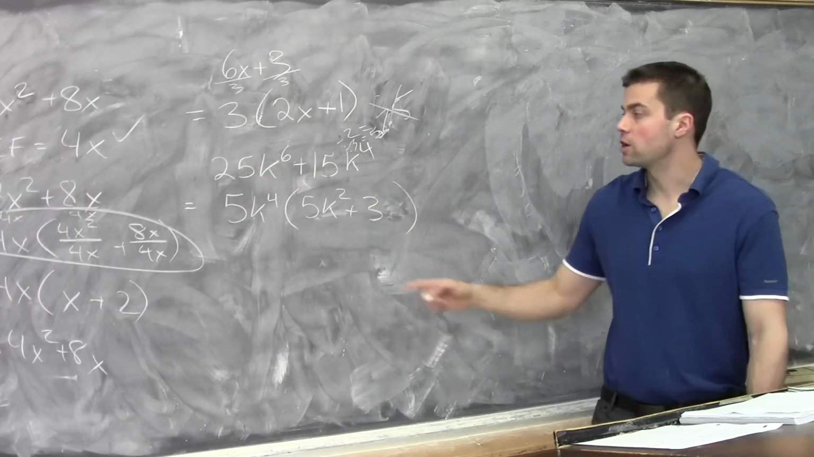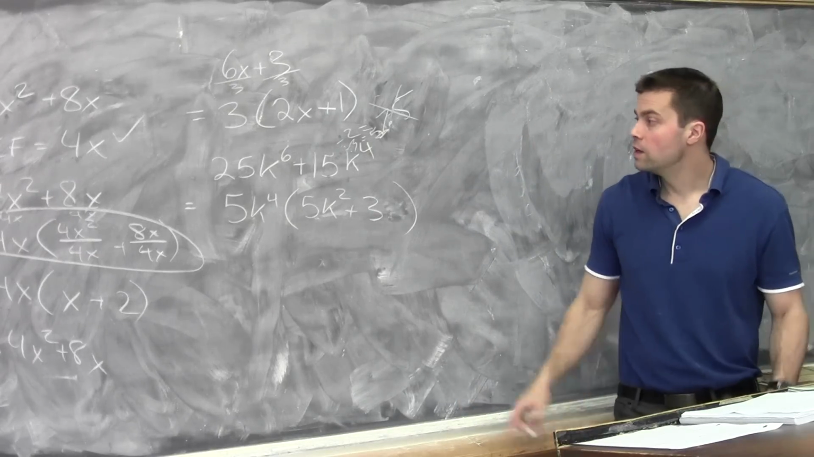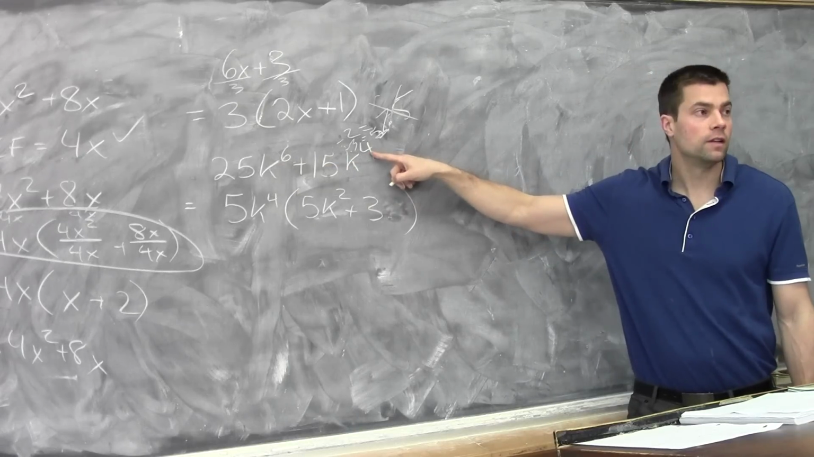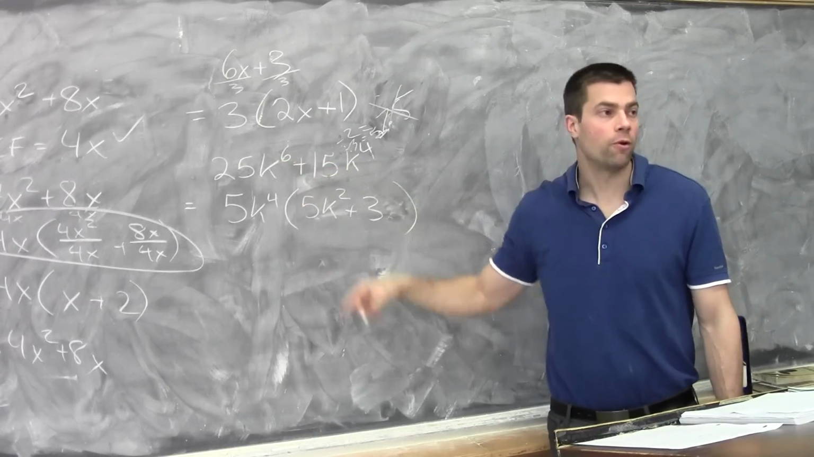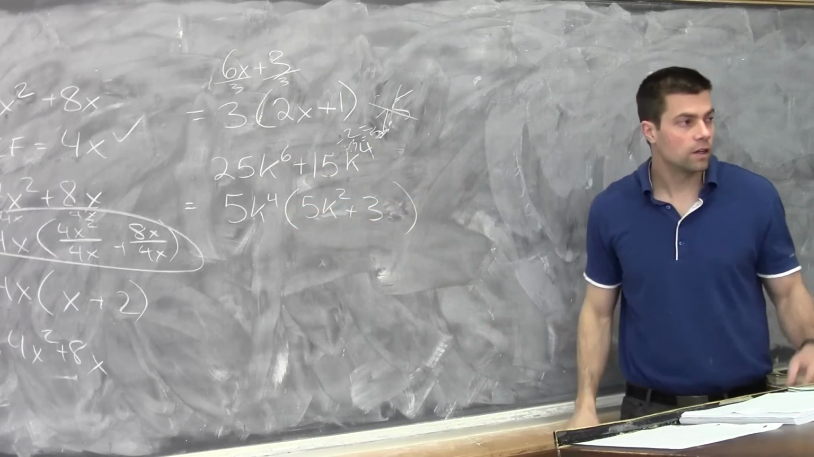Or I should say greatest common number. I need to find now my greatest common variable. So I just look for the variable. It's much easier. You just look at the highest exponent. Okay, they always can divide into each other evenly because of exponent law. So it's just k to the 4. Any questions there?